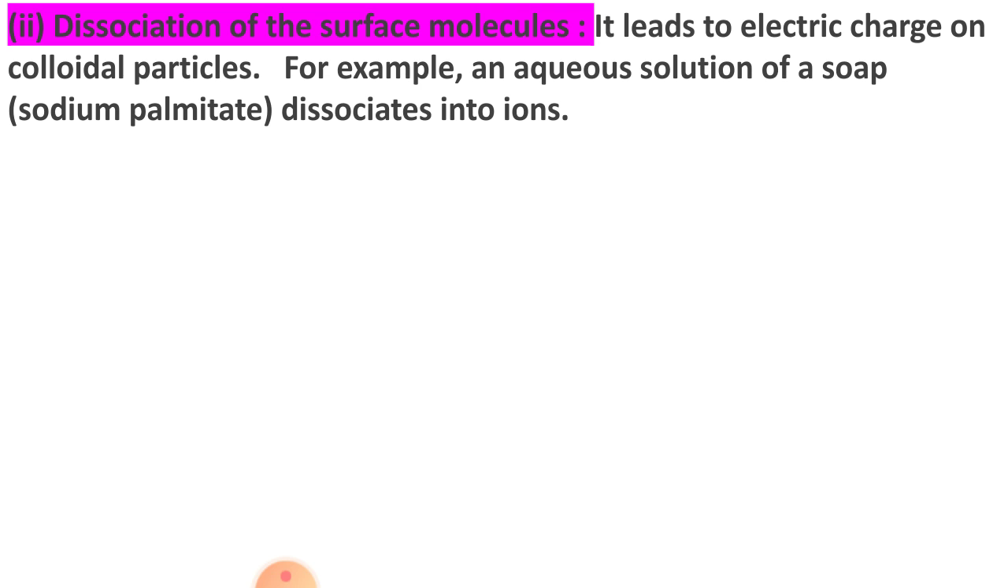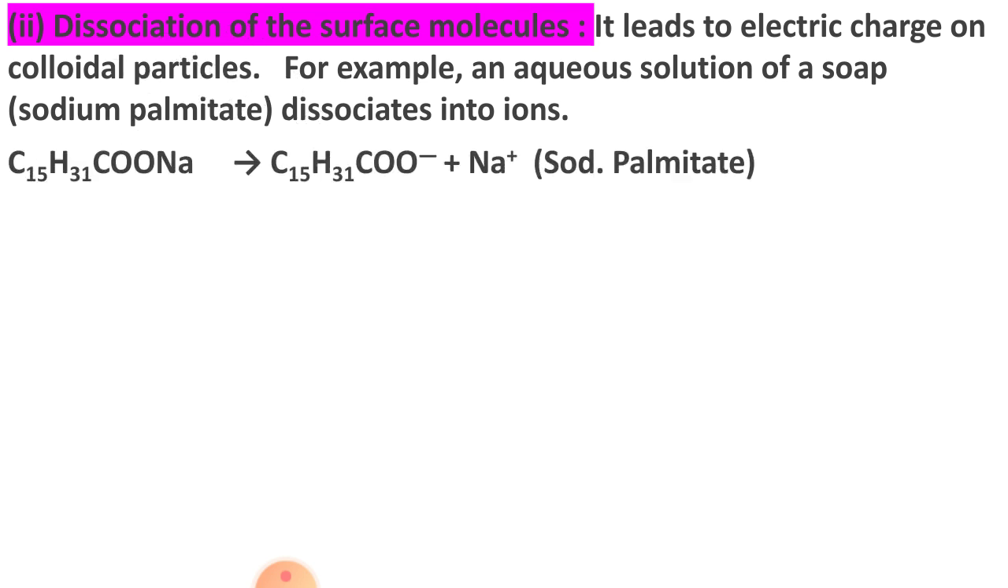Now the second method by which you can develop the charge on colloidal particles is the dissociation of surface molecules. The common examples for this type of molecules are soaps and detergents. Basically it leads to electrical charge on colloidal particles. For example, in an aqueous solution of soap, here we take the example of sodium palmitate, it dissociates into ions as given in the reaction here. C15H31COONa gives C15H31COO minus plus Na plus. Here sodium palmitate breaks into palmitate ions and Na plus ions.